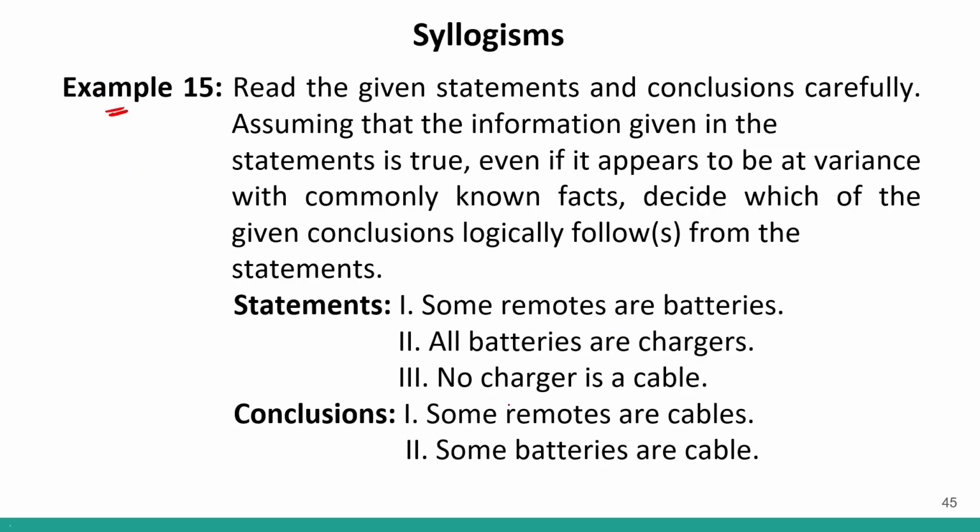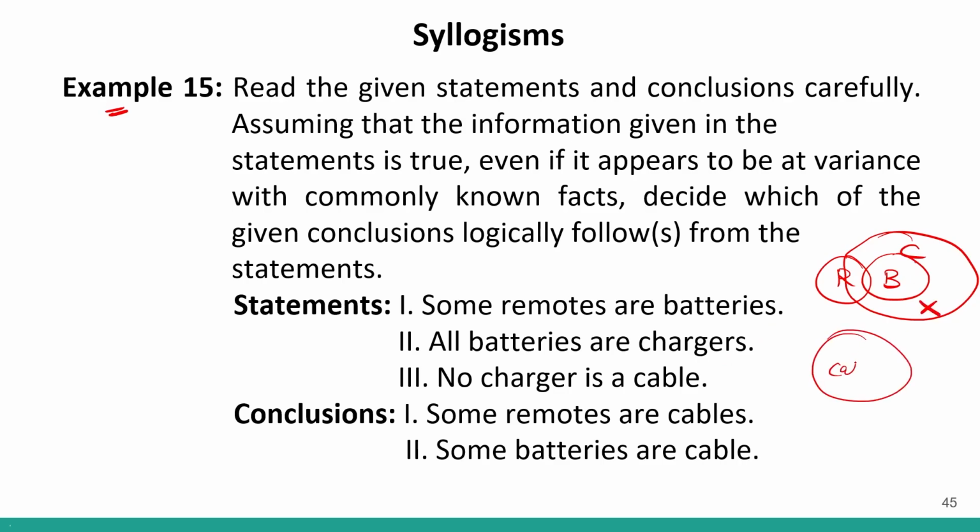Example 15, last question for this lecture. 3 statements, 2 conclusions. Statement 1 says some remotes are batteries. So some remotes, batteries. Okay. All batteries are chargers. So batteries, chargers. Correct. No charger is a cable. That means there will be no overlapping between charger and cable. Correct.